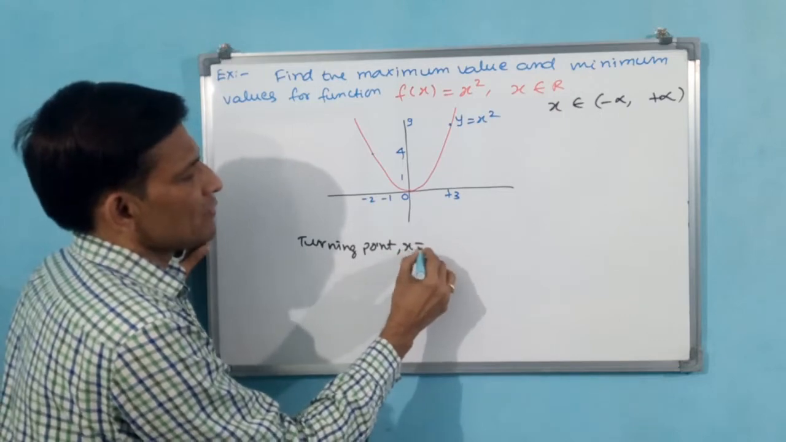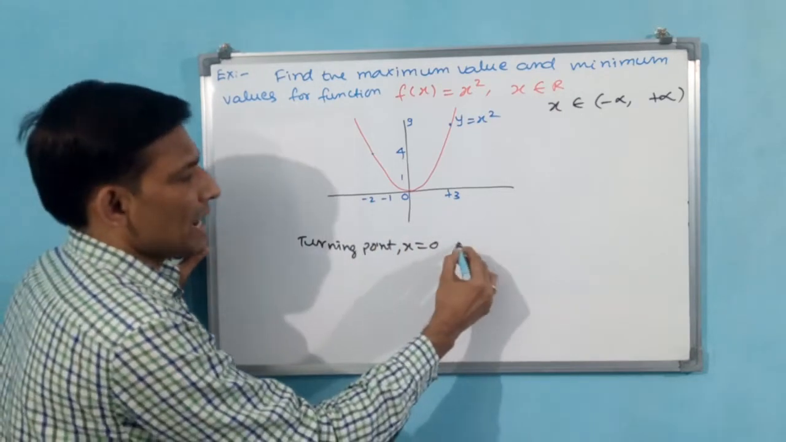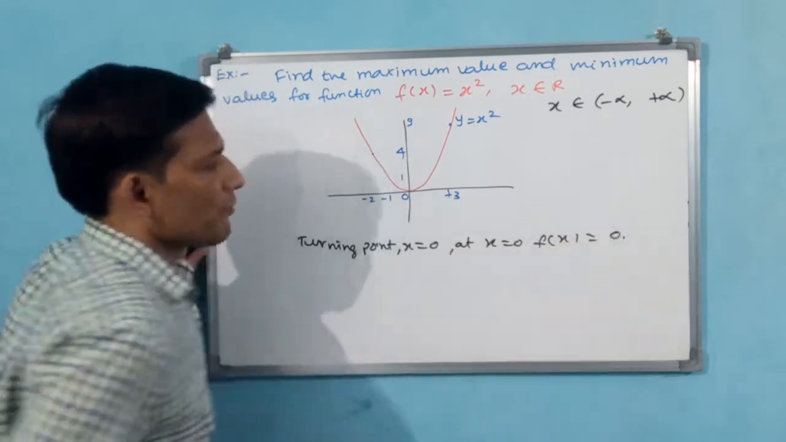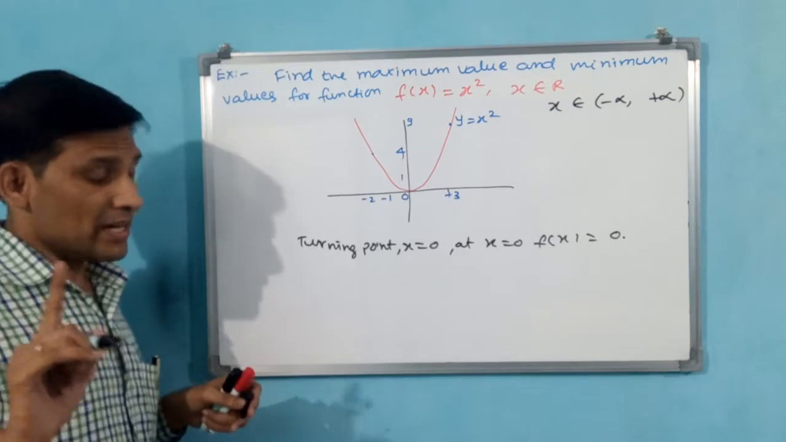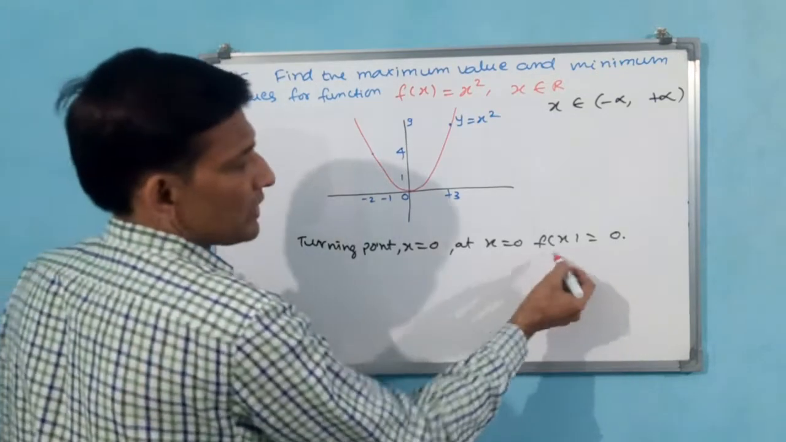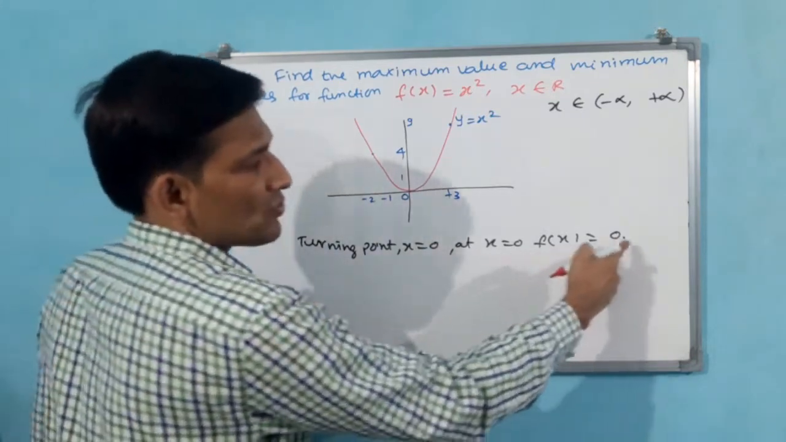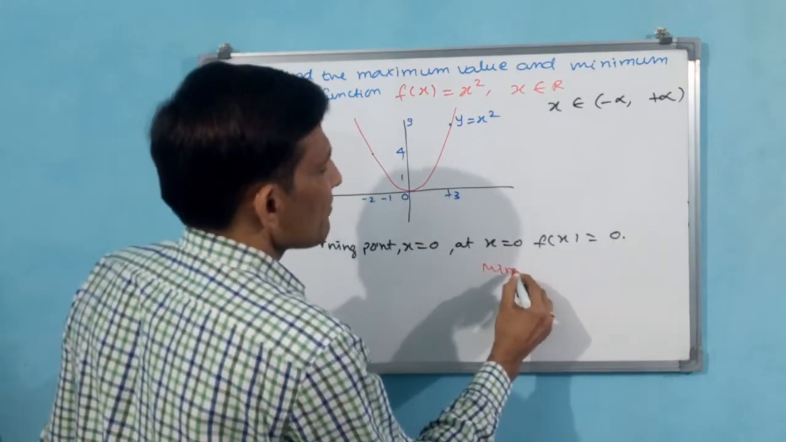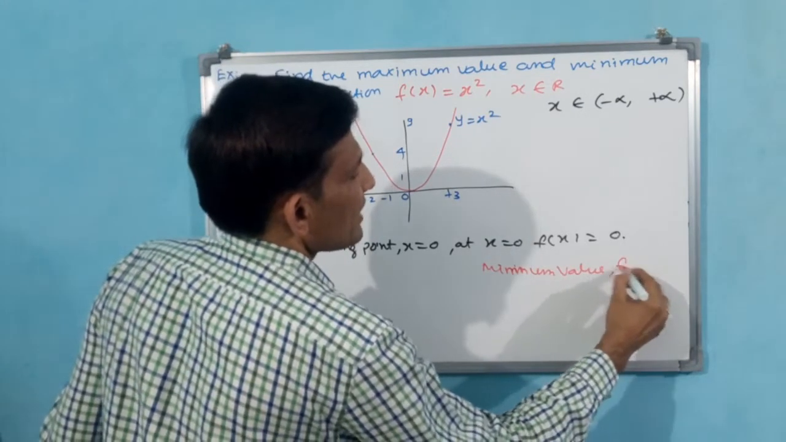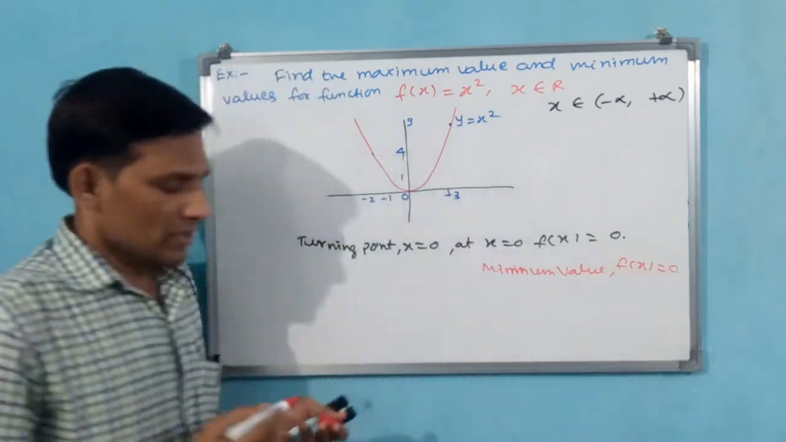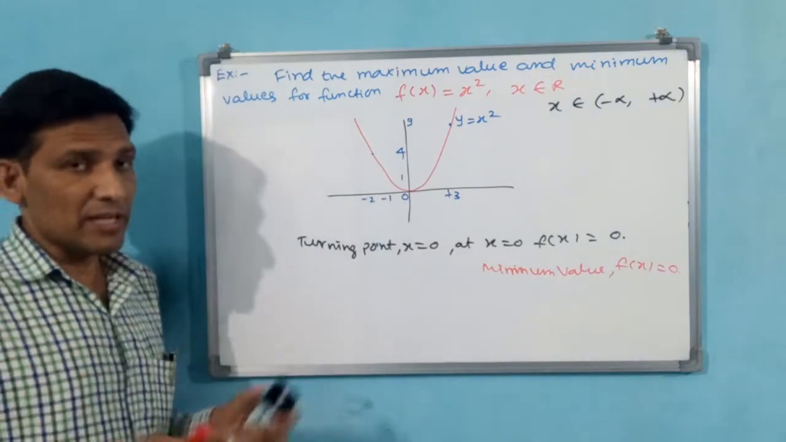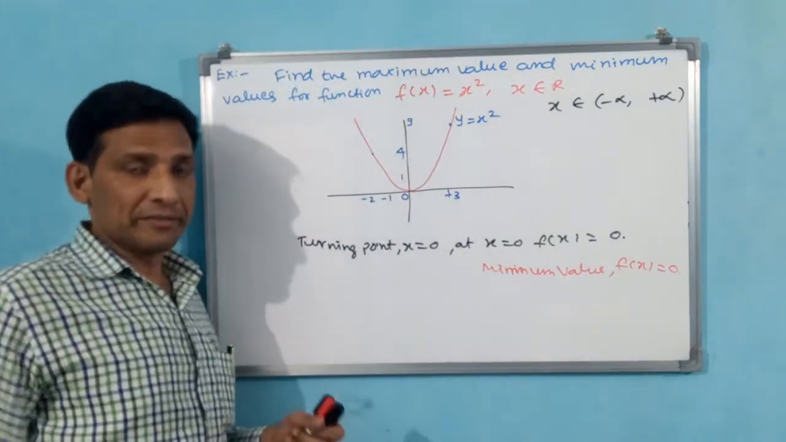Turning point, x is equal to 0. But at x is equal to 0, f of x is equal to 0. You have to understand one thing: maximum value or minimum value is f of x only, not x. F of x is equal to 0. That means here minimum value, f of x is equal to 0. So f of x is the minimum value or f of x is the maximum value. Here there is no maximum value. Why? Because it goes to infinity.